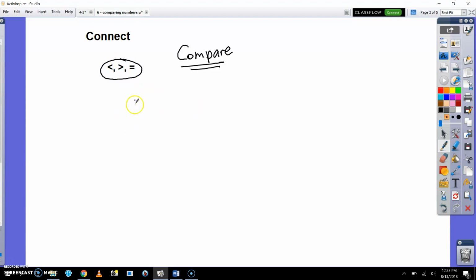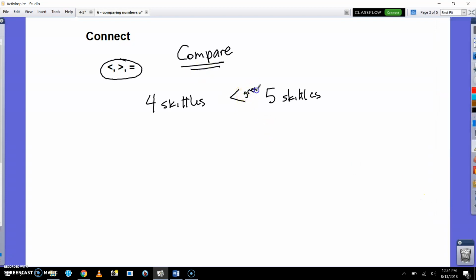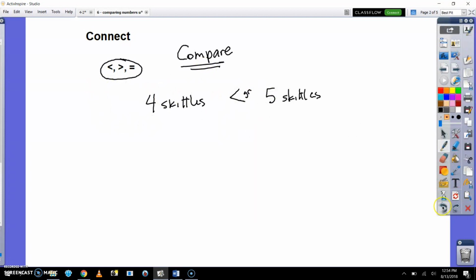So, a real simple example: if I have 4 Skittles and my friend has 5 Skittles, if we're going to compare our numbers of Skittles in math, we would say basically who has more. We would use this symbol here. You can look at this two ways, right? This means that 4 Skittles is less than 5 Skittles, or you can look at it as 5 Skittles is greater than 4 Skittles, but either way you're using this symbol.